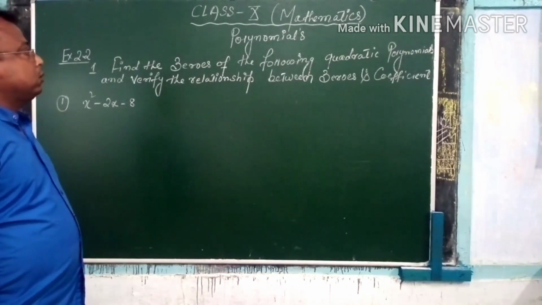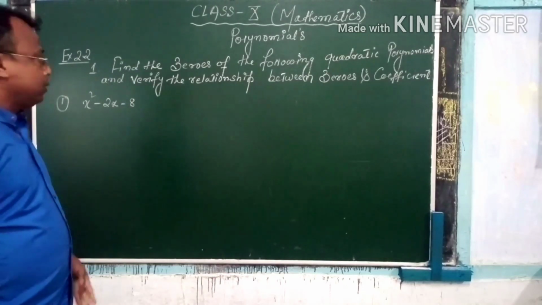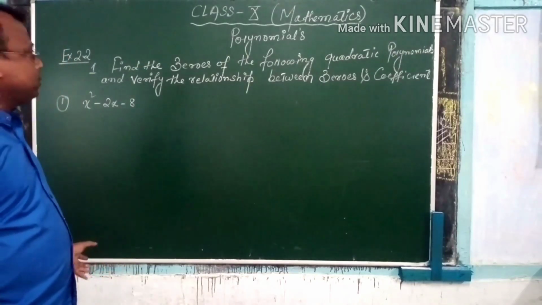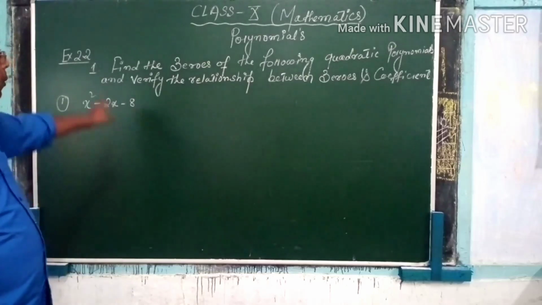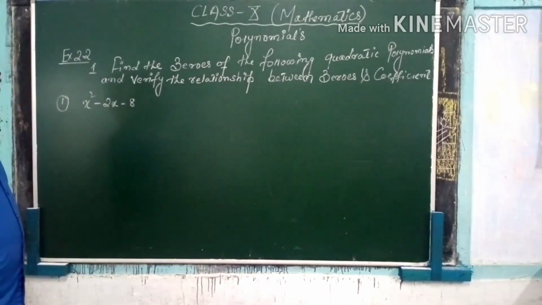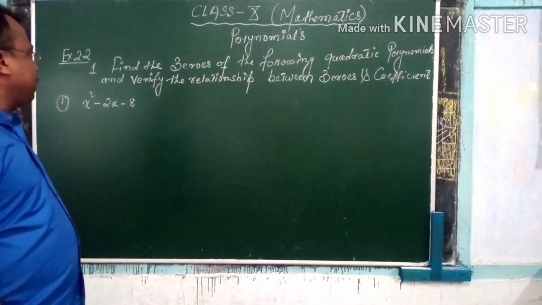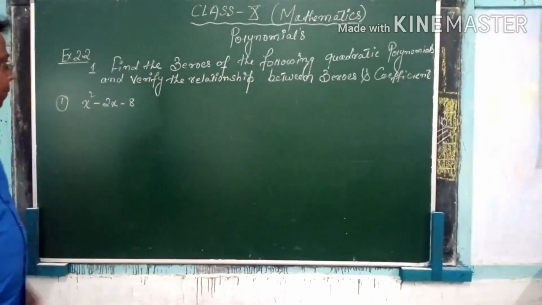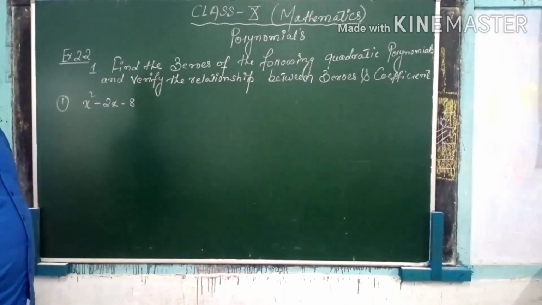Whatever we learned till today, we are going to try all the things here. So here is the first question: find the zeros of the following quadratic polynomial and verify the relation between zeros and coefficients. Okay. So here one quadratic polynomial is there.